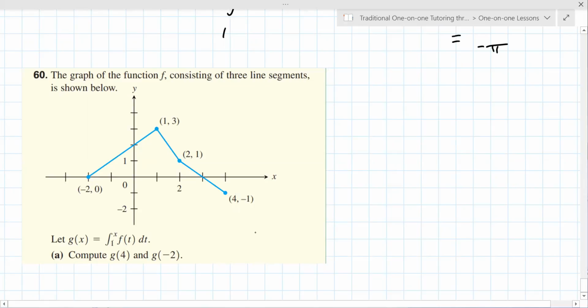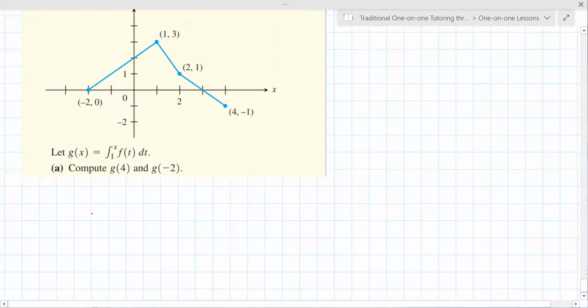So g of 4 in this first example means the integral from 1 to 4 of f of t dt. So you're finding the area from 1 to 4 now. Notice some of it's above the x-axis and some of it's below. Areas above are going to be positive, and areas below are going to be negative. Because of the geometries here, this first one is a trapezoid, this is a triangle, and this is another triangle. So you want to be able to come up with each of those areas.